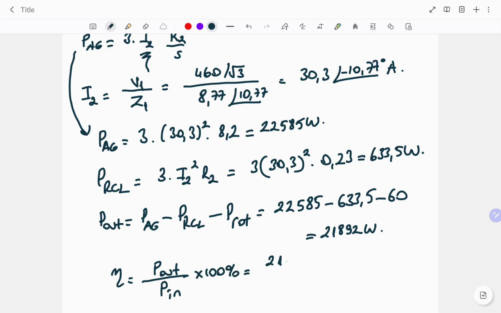So 21,892 divided by the input power, which is 23,600 watts, it will be 92.7%.